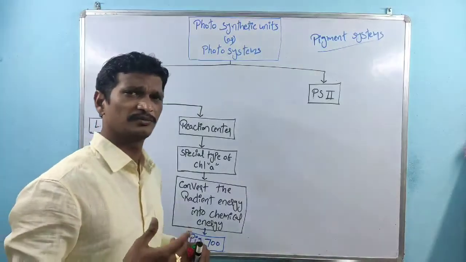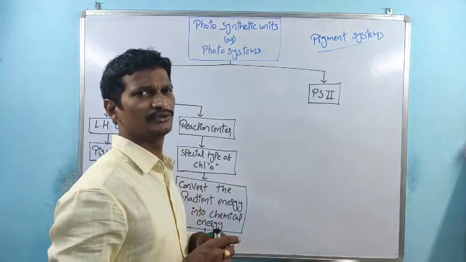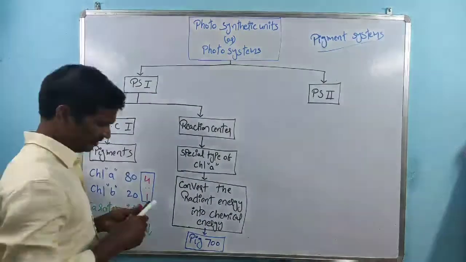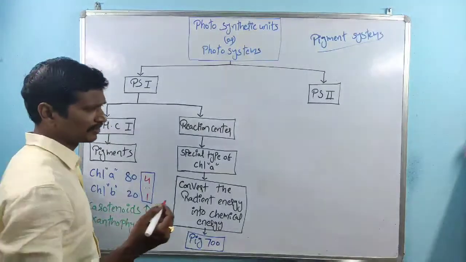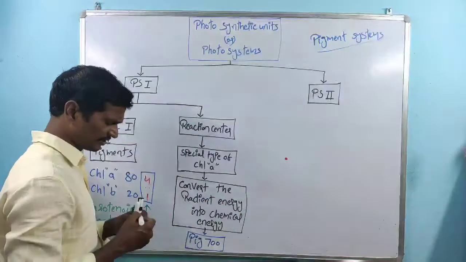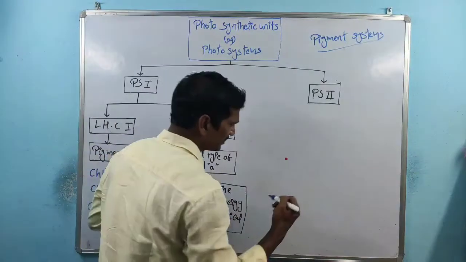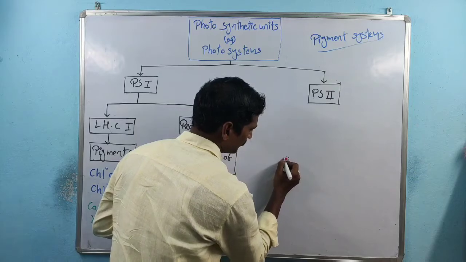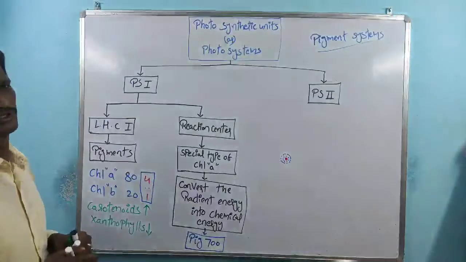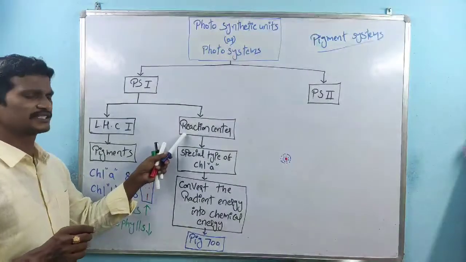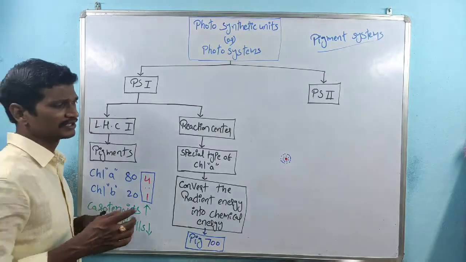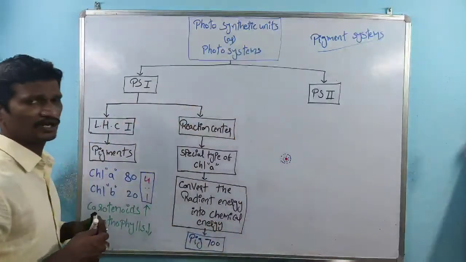We know the major function of PS1 and PS2 is that light energy is converted into chemical energy. Within PS1, majorly two components are present. There is a center pigment, which is called the reaction center. That reaction center is covered by many types of pigments. The center one is the reaction center, and the remaining pigments are called the light harvesting complex.